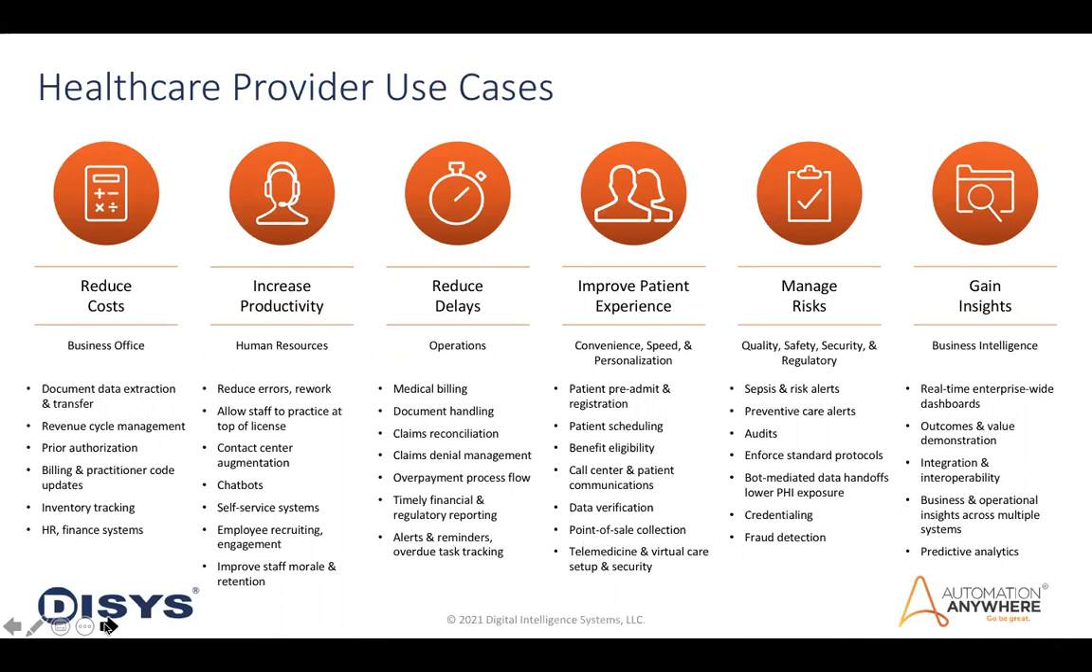So Automation Anywhere has worked with healthcare customers for over a decade. And most solutions, to be honest, have been in the back office, typically finance and HR. So these are the 3 columns on the left. Improving cost, productivity, and delay. And there has been significant ROI in document data extraction, revenue cycle management, prior authorization, employee onboarding, and so on and so forth. As you can tell, these are manual, transaction-heavy, rules-based tasks that people actually hate to do.